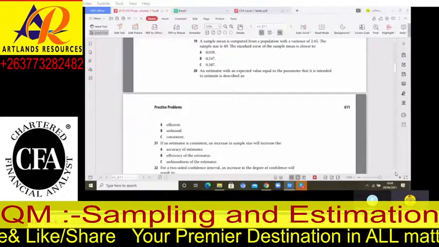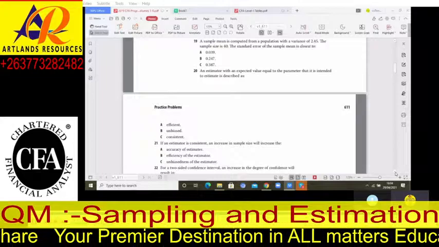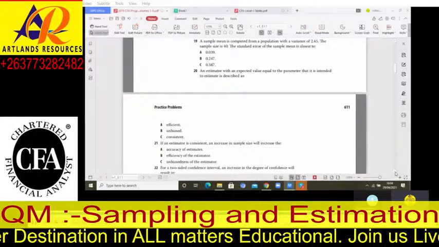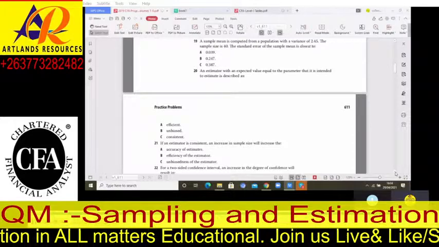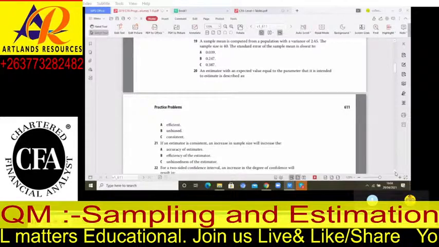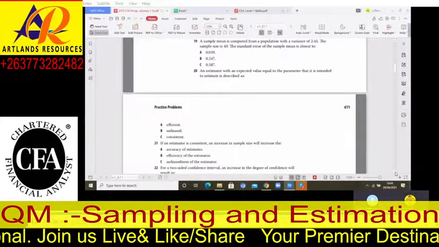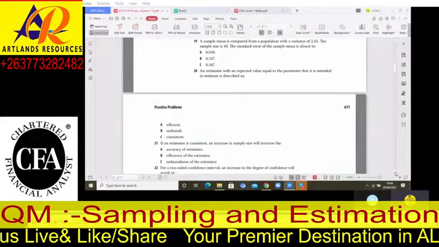Right. If an estimator is consistent, an increase in sample size will increase the accuracy of estimates. Yes, it will increase the accuracy of the estimates. Good.